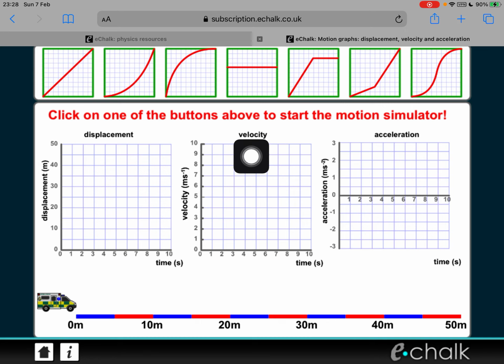It says velocity at the top, we'll just call it speed, and you'll see that the graph has got speed in meters per second on the left hand side and time measured in seconds along the bottom. So we're going to start off by looking at the graph that we get when the ambulance is travelling at a constant speed.